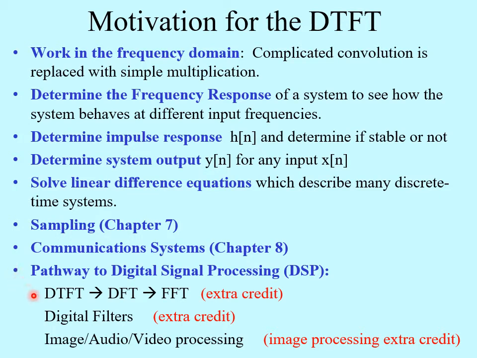So this discrete time Fourier transform, which we're going to talk about in Chapter 5, leads to something called the DFT, which is the discrete Fourier transform. And the DFT can be solved very efficiently using something called the fast Fourier transform, or FFT. And the FFT is arguably the most important signal processing algorithm that exists. And this is something that, again, we're not going to cover in this course, but it is covered in the extra credit activity if you wish to do that.